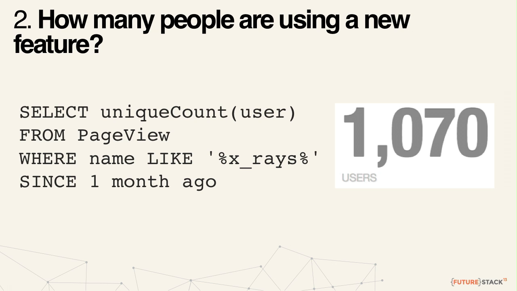So in this query, again, I'm just getting a unique count of the users, and then I'm searching through all of my page view events for X-rays, which is a feature that we released a few months ago. And since all of my web transactions for this feature have the word X-rays in it, I can just search, and it just gives me a unique count of people who've used it.